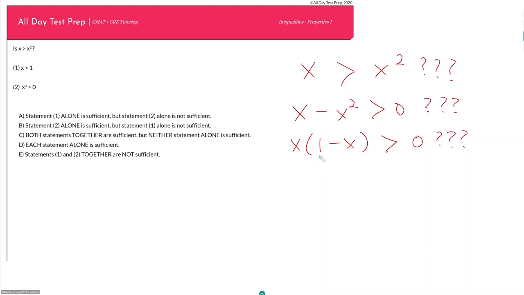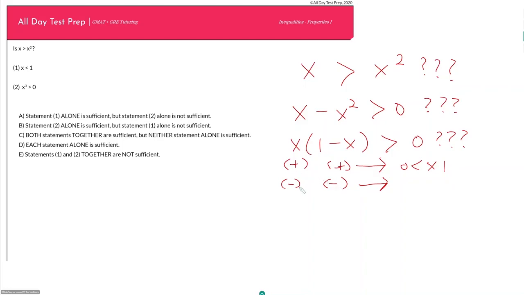So for this to be true, for x times 1 minus x to be greater than 0, either x and 1 minus x have to both be positive, or they both have to be negative. They have to have the same sign. So these are the only two ways x times 1 minus x could be greater than 0. And then try to say, well, what are each of these scenarios telling me about x? So in this case, x is positive, and for 1 minus x to be positive, x has to be between 0 and 1.